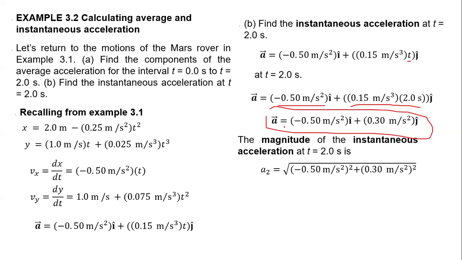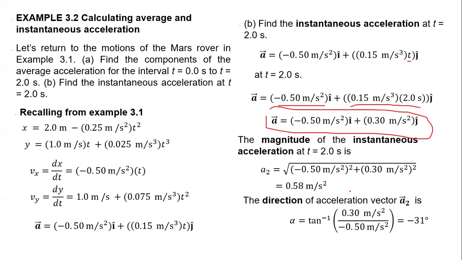You want to find the magnitude? So the square root of the x component squared plus the y component squared. So it is equal to 0.58 meters per second squared.